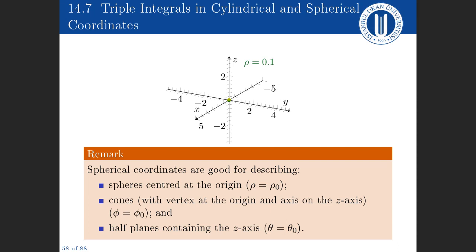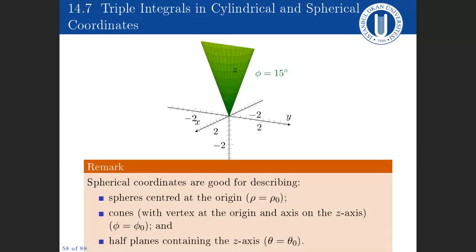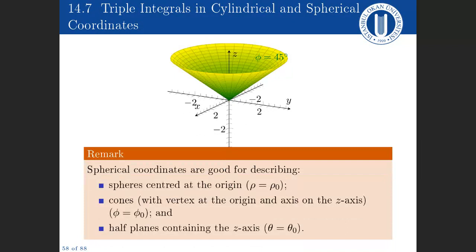Okay, so what are spherical coordinates good for? Spherical coordinates are good for describing three things. Spheres centered at the origin, because a sphere has equation rho is equal to a constant. They're also good for describing cones, which have the vertex at the origin and the axis of the cone on the z-axis. Because cones like this are phi equal to a constant.